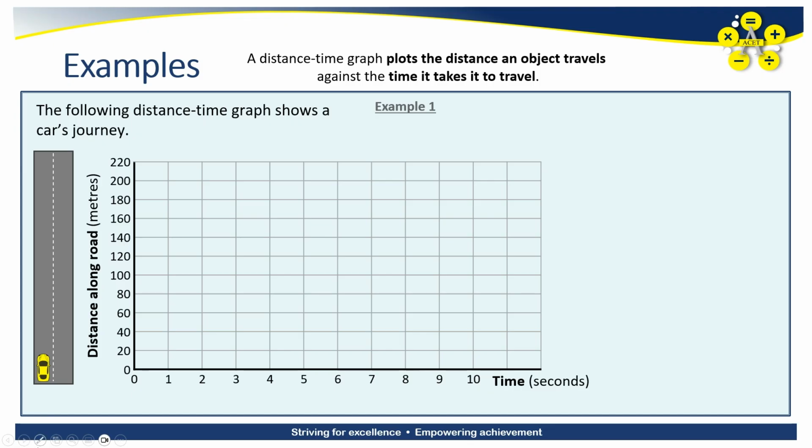So a distance time graph plots the distance an object travels against the time it takes to travel. And what you find is time is always on the x-axis, how far along we are, whereas distance, how far we've travelled, is our y-axis. And that's true for all distance time graphs.